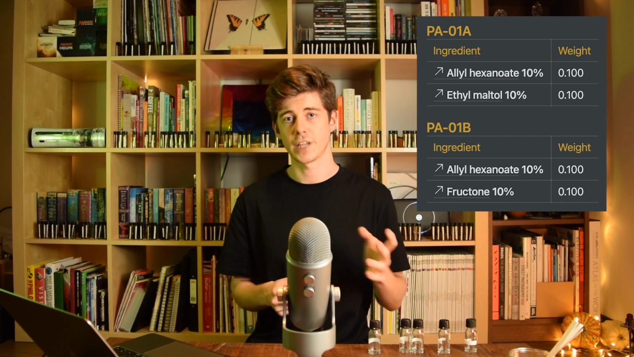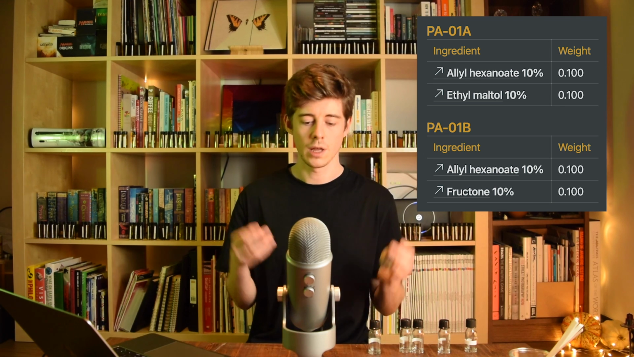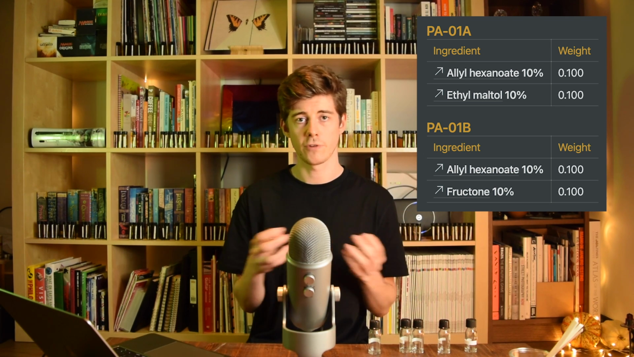So these two test trials then. So ethyl maltol and allyl hexanoate, and ethyl maltol and fructone, both 1-to-1, 10%. These went quite well. I thought they were both pretty balanced.